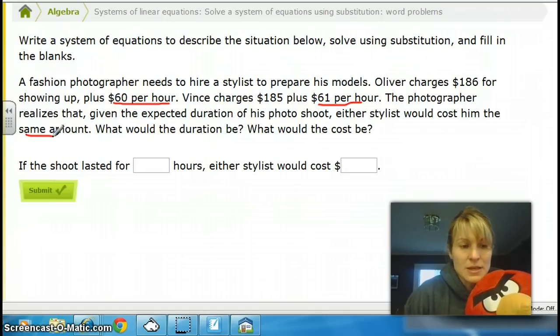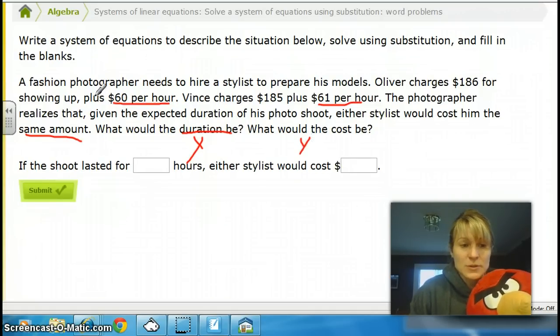The photographer realizes that given the expected duration of his photo shoot, either stylist would cost him the same amount. Same amount should be the keyword that tells you this is a systems of equations problem and you're trying to find out the break-even point. This is what should the duration be? Duration should tell you that is time, and time is independent, and so duration is going to be my x value, and then the cost is the dependent, so that should be your y value.